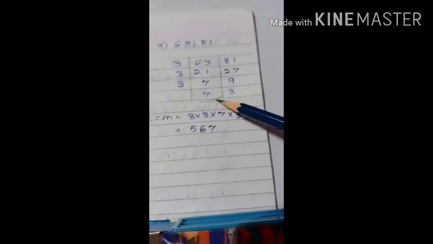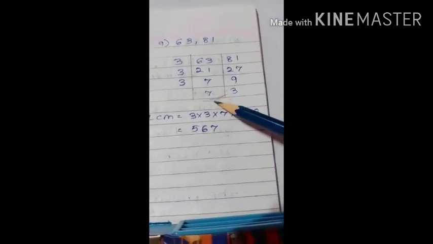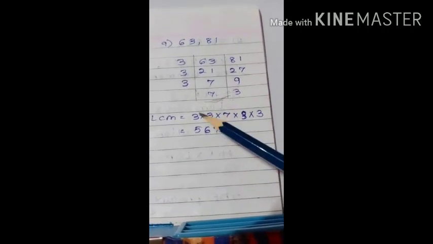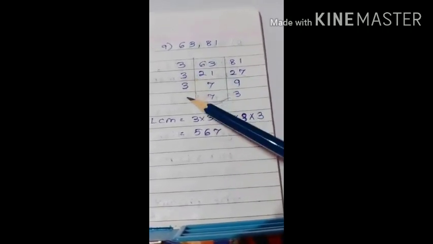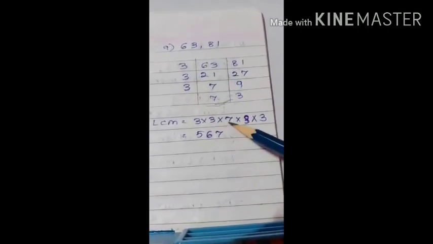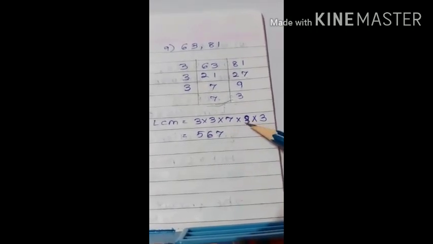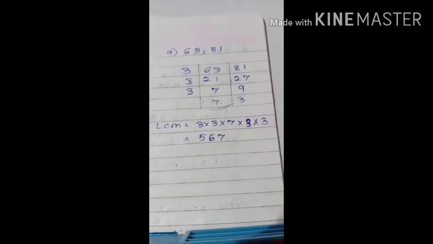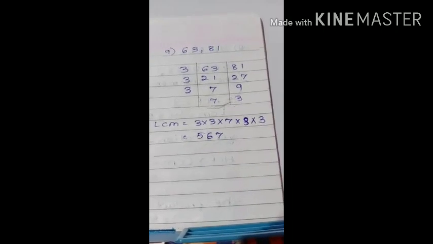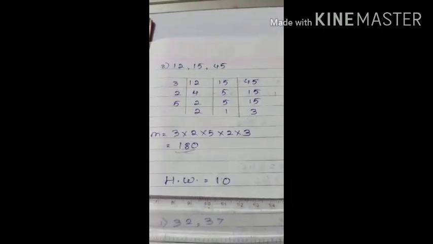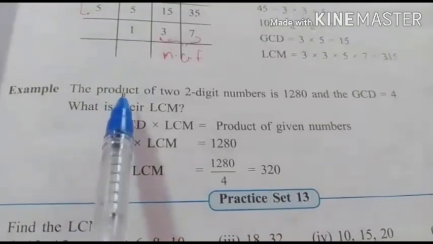So what will my LCM be? These factors and these factors. So that means 3 multiplied by 3 multiplied by 3 multiplied by 7 multiplied by 3. So the answer will be 567. Do the 10th one as homework. Just see the next one.